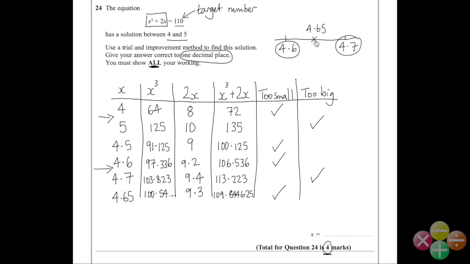So that means that our value of 4.65 is too small. So the value that we're looking for actually lies in here somewhere. So to 1 decimal place, we're going to choose the 4.7. So the answer that I'd write on the line would be x equals 4.7, which is my value of x correct to 1 decimal place.